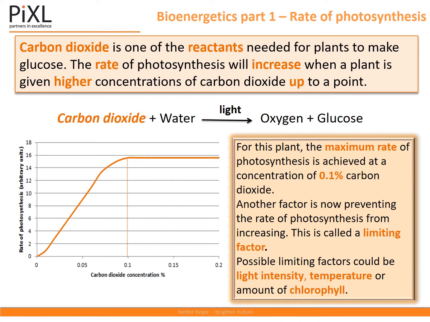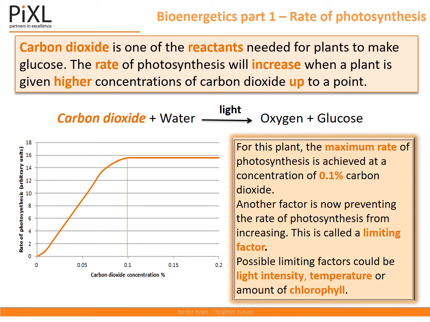Now, you don't need to know that the maximum point is 0.1%, but you do need to know that it levels off at a certain point. And the reason for that is because there's other things that are limiting the rate of photosynthesis. So it doesn't matter how much carbon dioxide you add, it's going to be limited by other things. And those limiting factors will be light intensity, the amount of light, temperature, and the amount of chlorophyll. So common exam questions will ask, why is the graph plateauing, or explain the graph, and you would need to say that it's limited by other factors. And you can name one of the other factors.